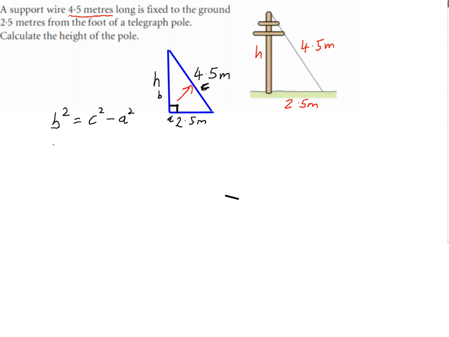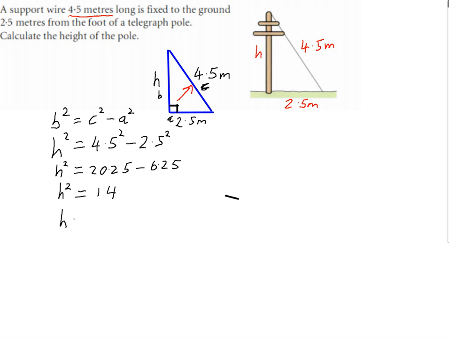We substitute our values in, so the length B is H, C is 4.5, A is 2.5. Put that into your calculator. 4.5 squared is 20.25 minus 6.25, which equals 14. But again, that is H squared that we've worked out. H equals the square root of 14.